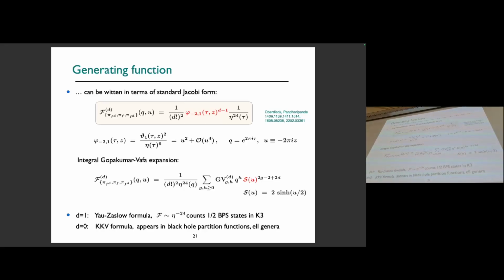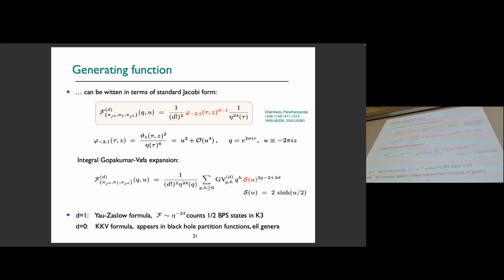And the good thing is that this setup can be exactly solved by localization techniques developed by Oberdick et al. And this can be written in a closed form. It's given by a Jacobi form. I don't have the time to explain what it is, but I think it should be evident for most people. This can be written in terms of a theta and an eta function. One can also expand this in Kummer-Waffe invariants, which are integral coefficients here.